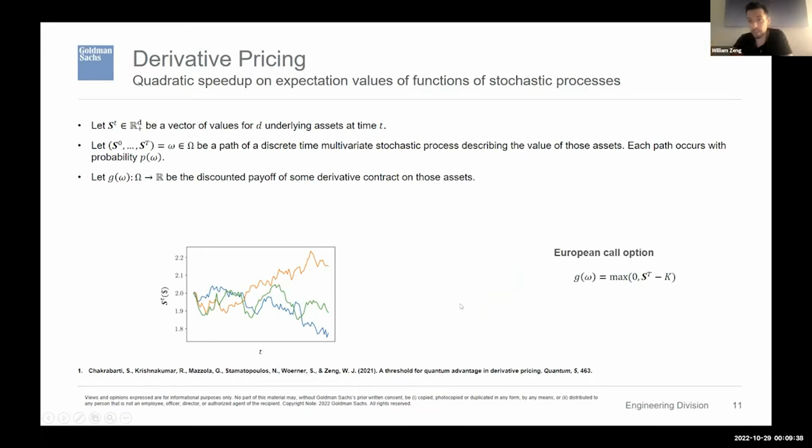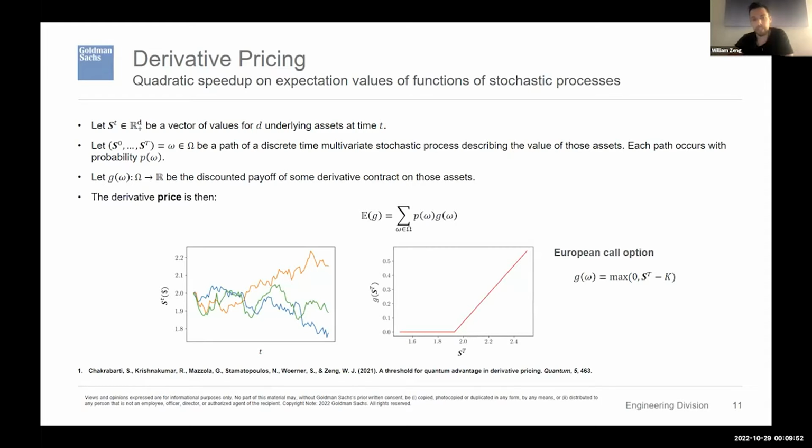And so then to figure out the value of that contract today, you're just going to weight each of those payoffs by the probability of that payoff occurring, or the probability of that path occurring, and take the expected value. And that's how you price them. And so that's what this is here.